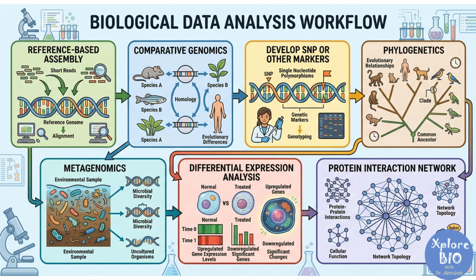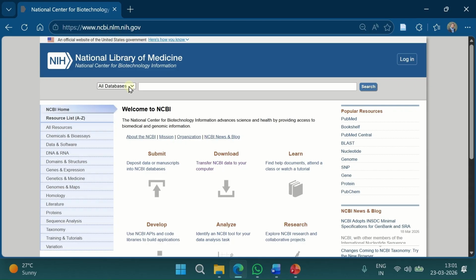If you want to do reference-based assembly or comparative genomics, develop SNP or other markers, phylogenetics, metagenomics, differential gene expression analysis, protein interaction network analysis, or any other large data analysis, having the complete genome or proteome sequence is the first step. Let me show you how you can download entire genome or proteome of an organism.